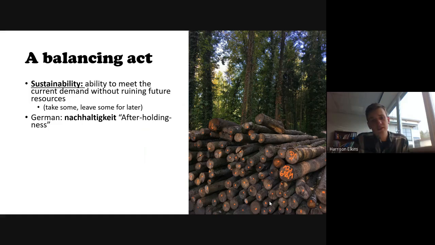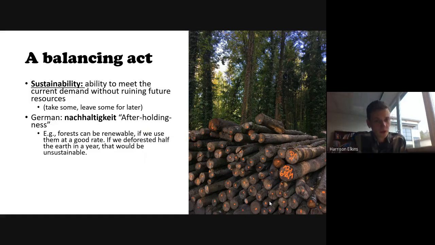The German word for this is Nachhaltigkeit. Basically, nach meaning after, haltig, you're kind of getting this idea of holding something, okay? So basically it means you can take some, but even after you take some, you're still holding some in storage. You've taken some, but I'm still holding some of the forest, still holding some of the trees. So forests can always be renewable if we use them at a good rate, but we've got to be careful not to use it too much or too fast.